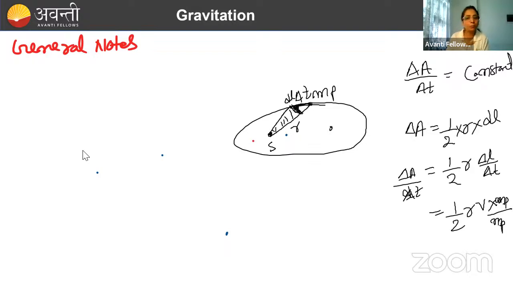What will be its angular momentum? r cross mv at this point. So this is the angular momentum. It means angular momentum is going to be constant. It means angular momentum will remain constant throughout.